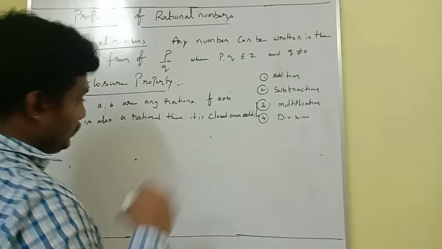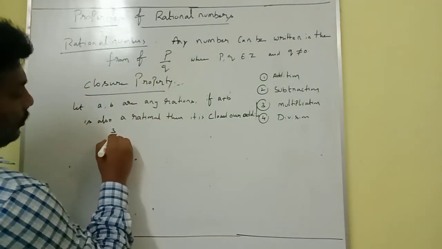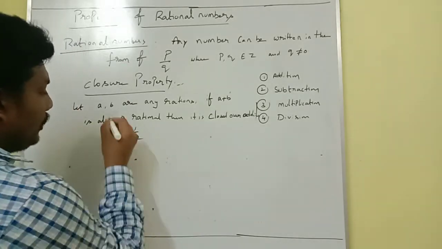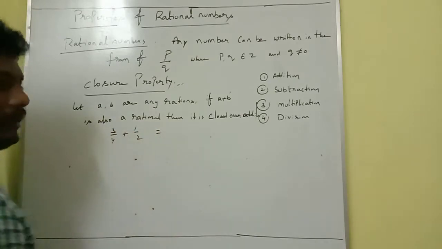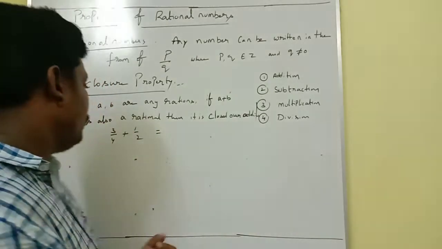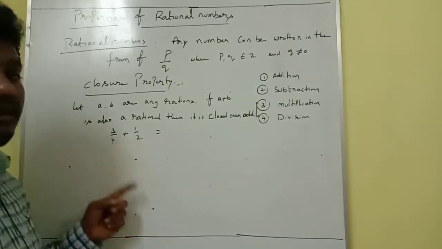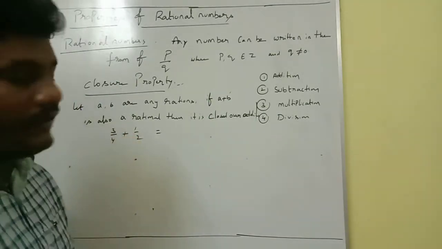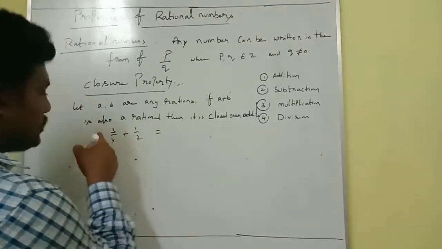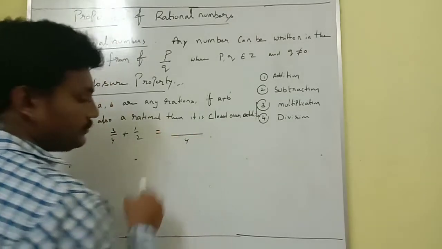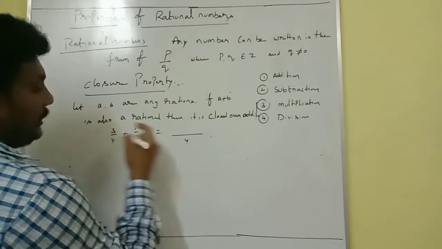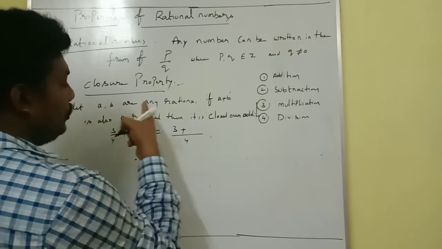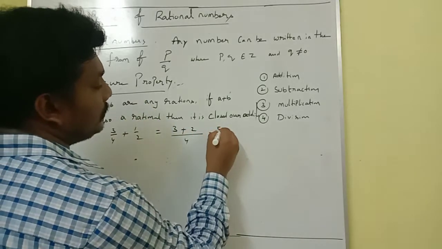Let me consider an example. You can take 3 by 4, a rational number, plus 1 by 2, another rational number. We should not add directly, because these two are not like fractions. To add fractions they must be like fractions, otherwise we should take the LCM. The LCM of 4 and 2 is 4. So 1 into 3 is 3, plus 2 into 1 is 2, which gives 5 by 4.